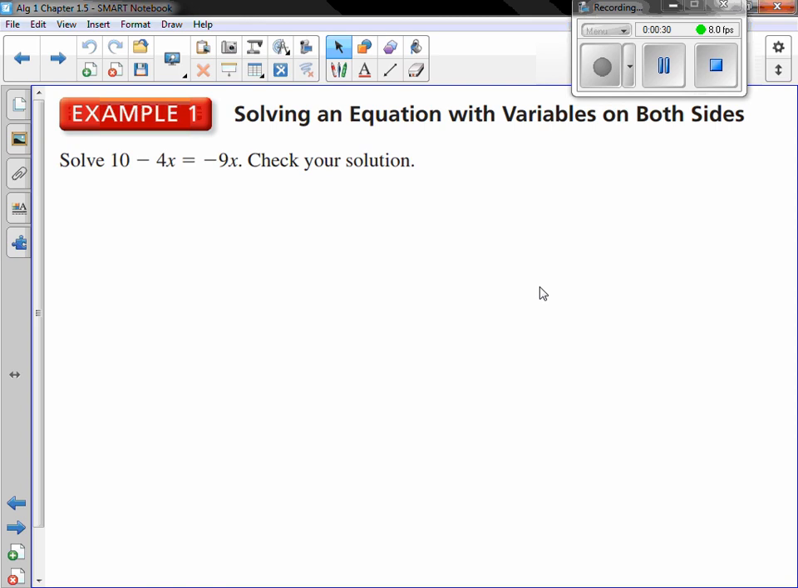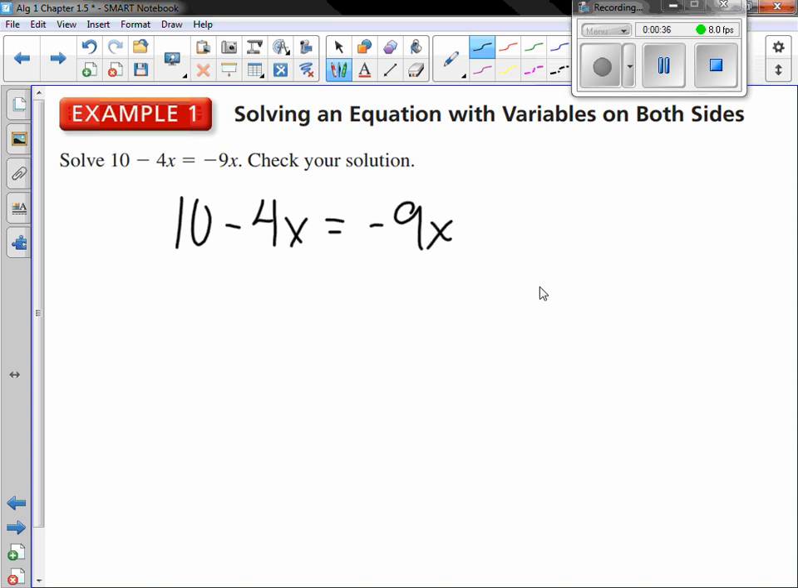So look at our first equation here. We have 10 minus 4x equals negative 9x. So I have 4x on one side and I have negative 9x on the other, yes? So we need to get them on the same side. We can either add 4x to both sides or add 9x to both sides. What do we want to do?